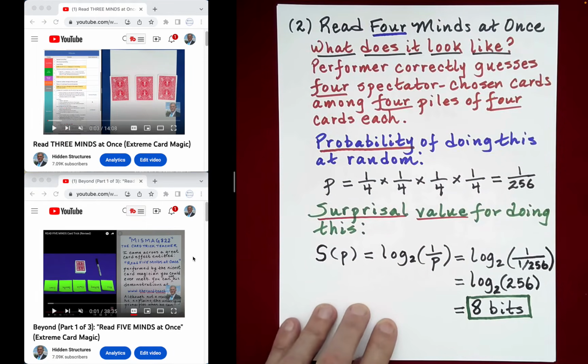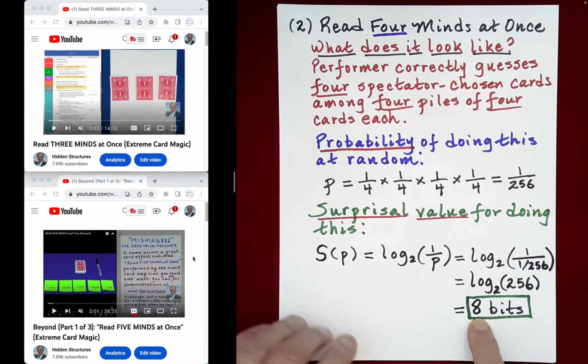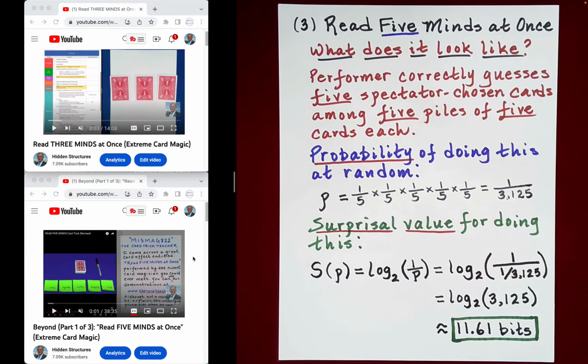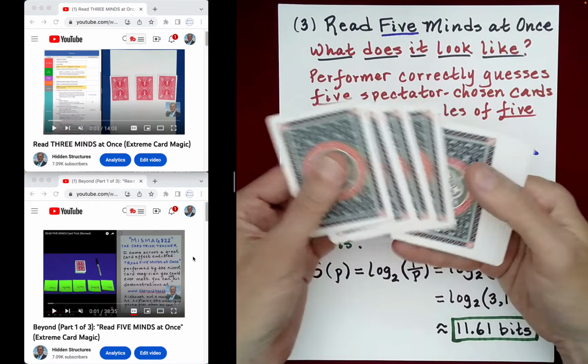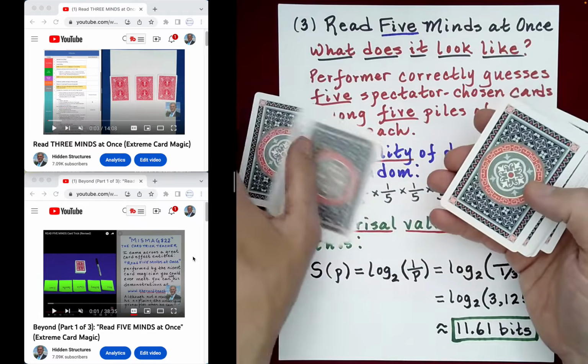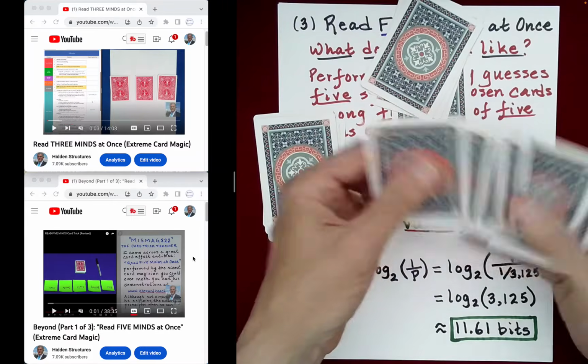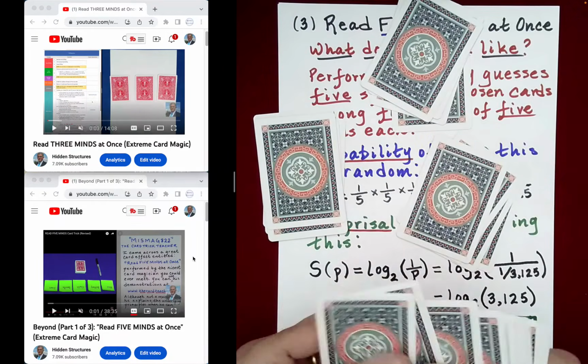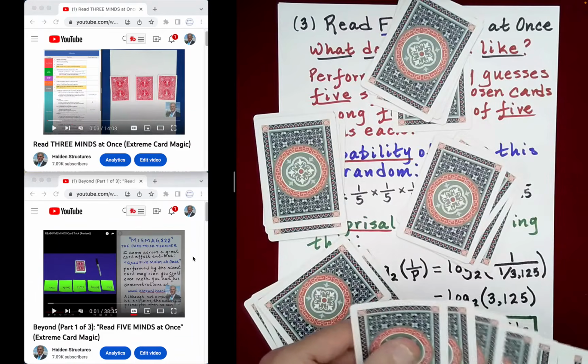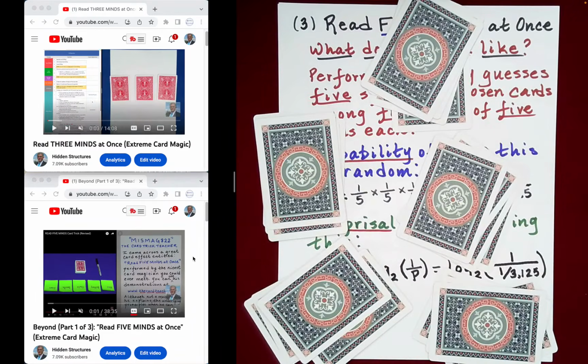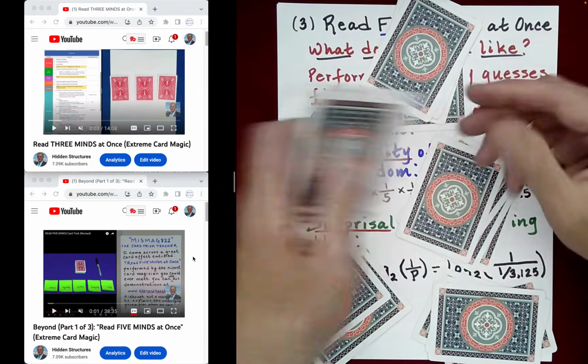Okay? So essentially we went from 5 bits of surprisal for read 3 minds at once up to 8 bits of surprisal. Now the original read 5 minds at once, of course, will have a larger surprisal value still. So once again, this involves 5 piles of 5 cards each. The spectator is free to randomly choose these. I'm just setting out cards so you can imagine what this would look like. Okay, so 5 piles of 5 cards each, randomly dealt to the table, and then the spectator goes through.